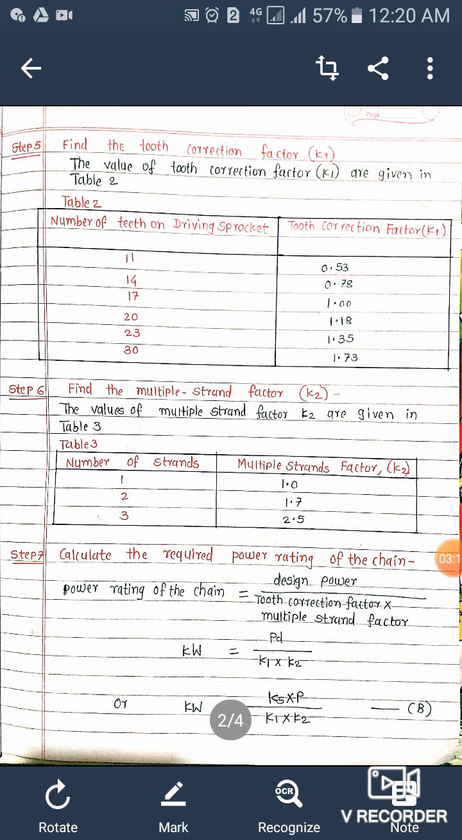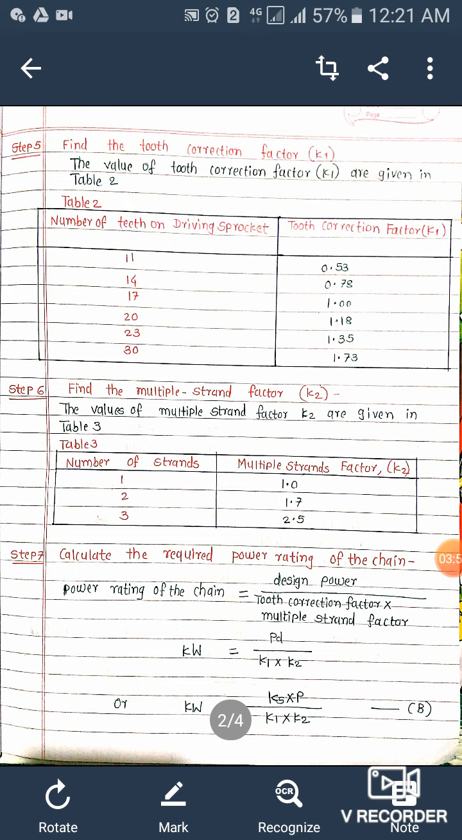Now step number 6 is to find the multiple strand factor, that is K2. The values of the multiple strand factor K2 are given in table number 3. The number of strands is the first column and the multiple strand factor K2 is the second column. If the number of strands is 1, then K2 is 1. If the number of strands becomes 2, then K2 is 1.7, and if the number of strands is 3, then K2 is 2.5.